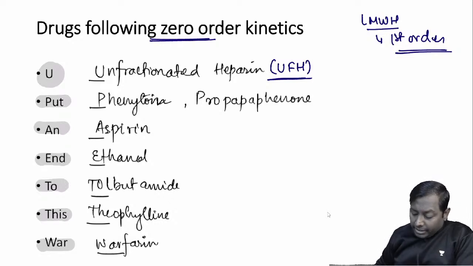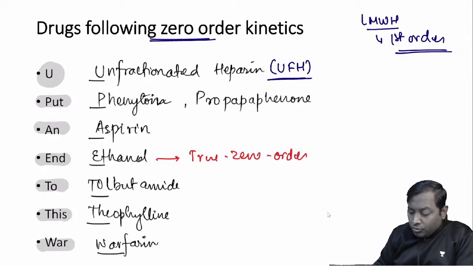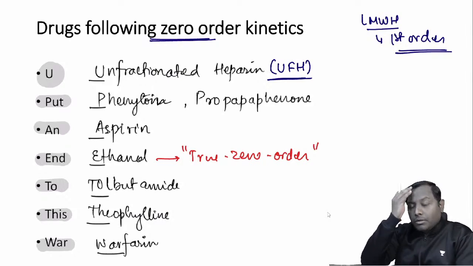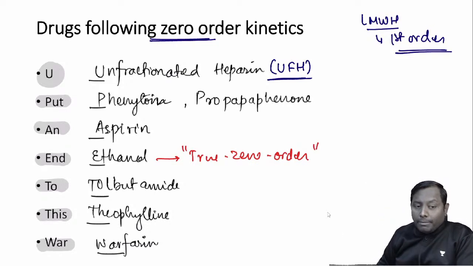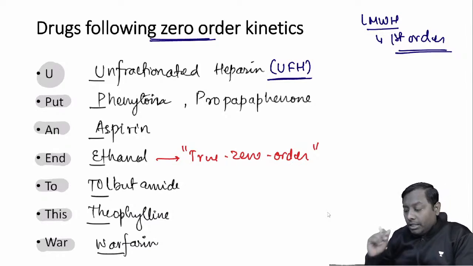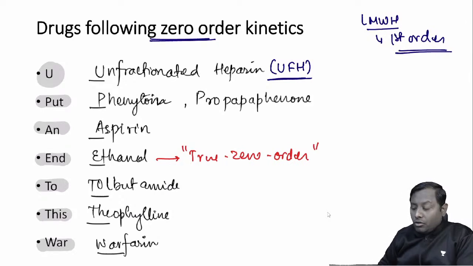Aspirin, ethanol. Ethanol, in fact, one more question: this is the only one that follows true zero order kinetics. The rest all follow pseudo zero order. What is the meaning of pseudo zero order? Initially they will be following first order at the lesser dosage, and at the high dose they start following zero order kinetics. Tolbutamide, theophylline, warfarin. So what about heparin and warfarin? Remember, they both can follow zero order kinetics.